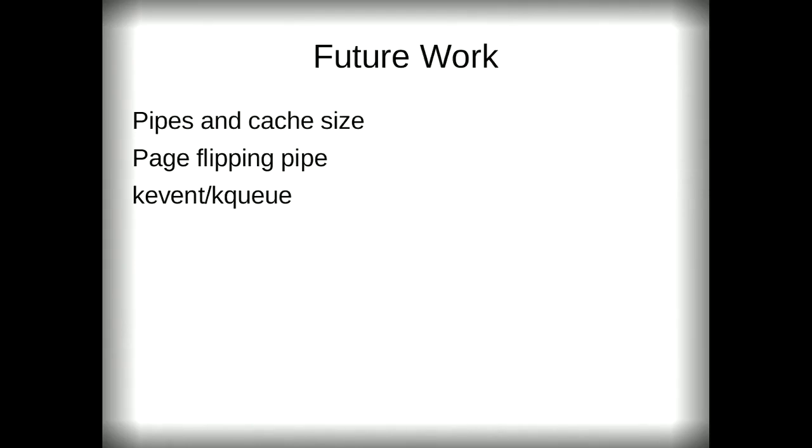So the logic for that changes based on the next one. The page flipping pipe. That's actually Matt Dillon's double buffer thing, right? We should do that.